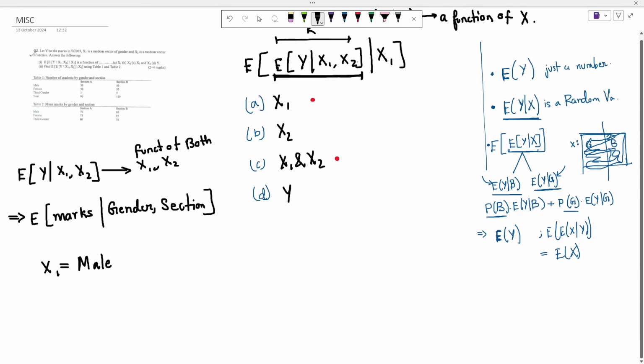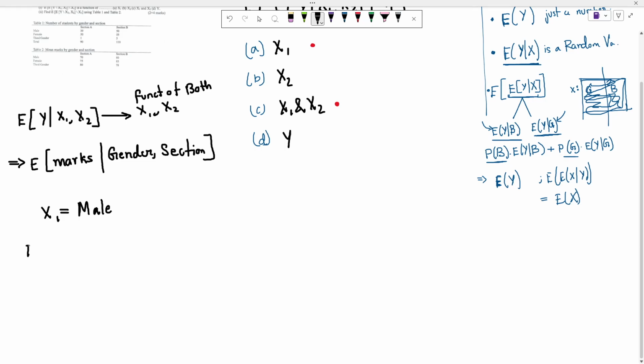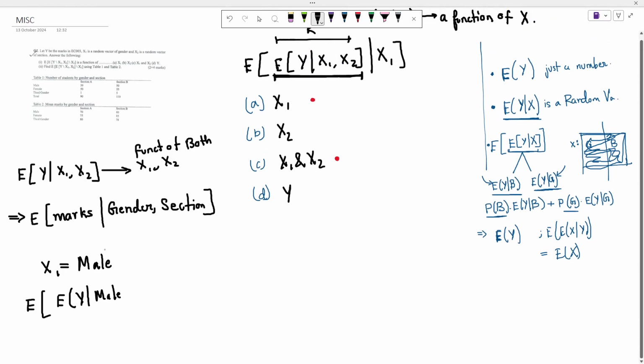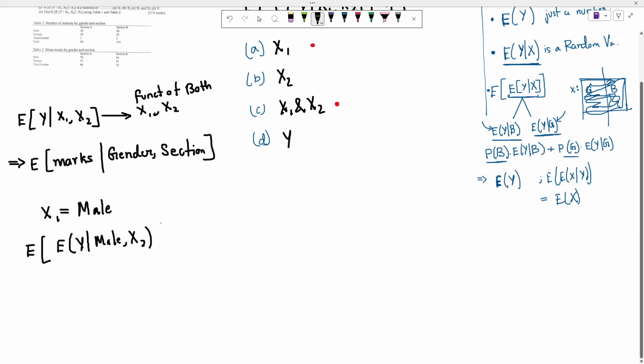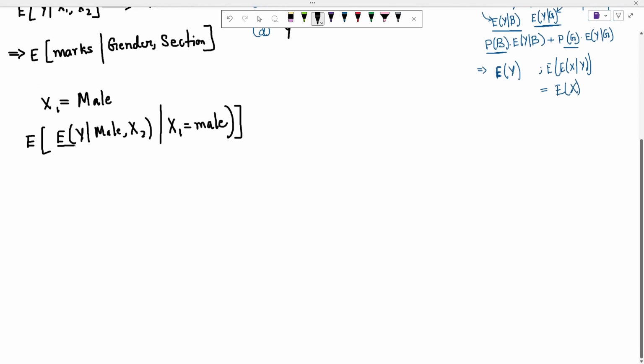So this is basically the key of doing this question. First of all, you need to identify that this entire thing is a function of what. From the simple fact that expectation of y given x is a random variable of x, I can say that whatever this is, it is at least a function of x1. So let's fix x1. Then what is my expression? The expression is expectation of y given male, right, because we are replacing x1 with male, x2, given this x1 is male. So let's calculate what this is.